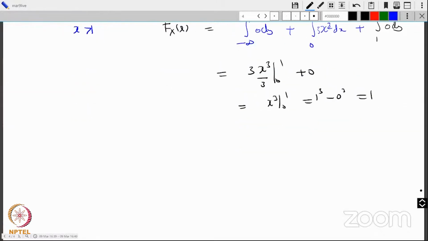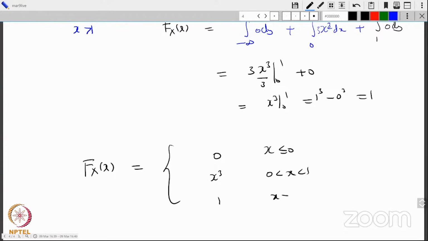So that means your distribution function F is divided into 3 parts. One is it stays 0 till 0. It's x cubed for x between 0 and 1. And then it's 1 for x bigger than or equal to 1. That's how the distribution function looks like. Very nice.